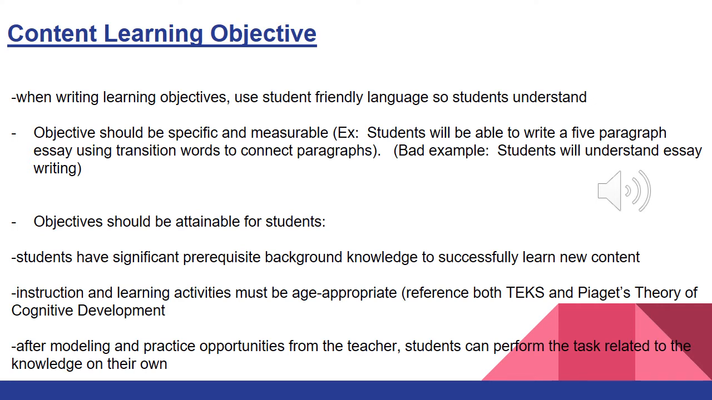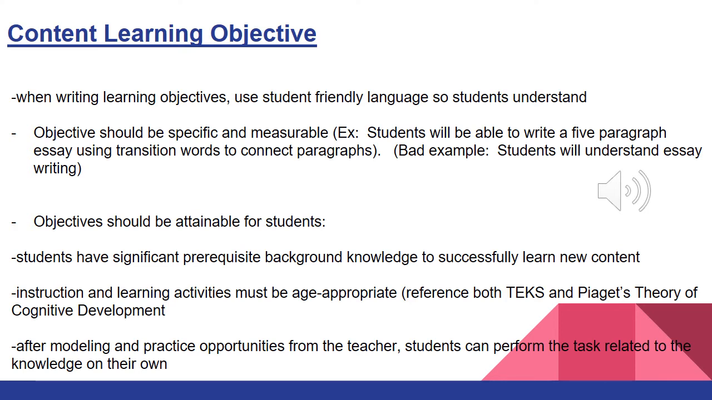Students will be able to write a 5-paragraph essay using transition words to connect paragraphs. In that content learning objective, it was very specific about what we were talking about. What type of essay? 5-paragraph essay. What type of introductory words? Transition words. Furthermore, it was very measurable. Whether or not a student achieved this or accomplished this content objective was whether or not they could write a 5-paragraph essay linking each paragraph with transition words.